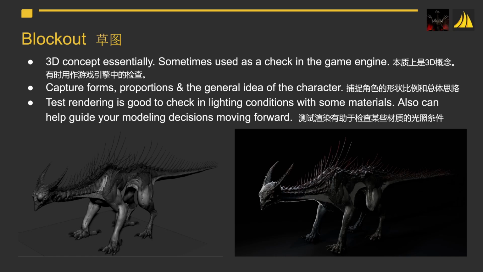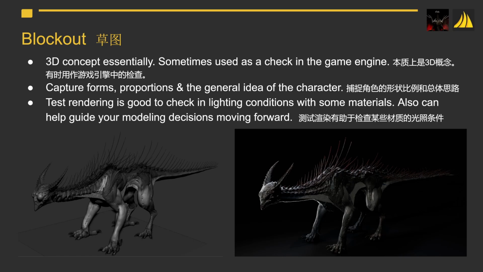Okay, blockout. This is basically the 3D concept in this case. Sometimes you can check it into the game engine. So in Baldur's Gate 3, what we would do is block out a model roughly, right? Just a quick ZBrush sculpt. Then we would decimate it, send it into the game engine, and just check how it was looking, right? So like, okay, is the silhouette fine? Does it fit through the doors?